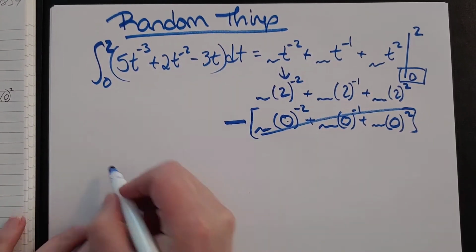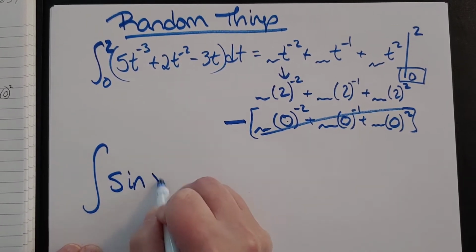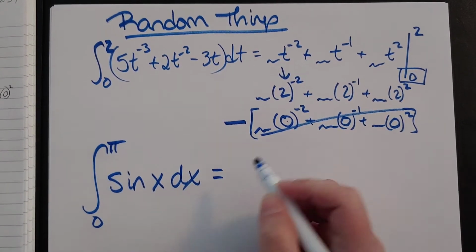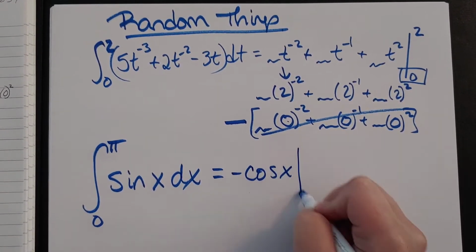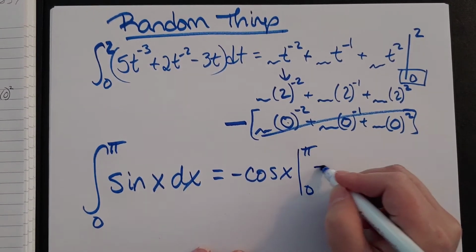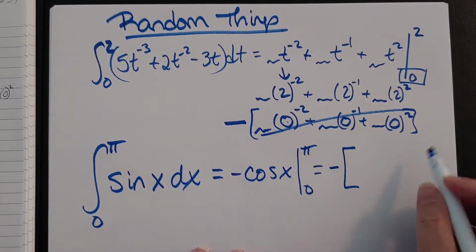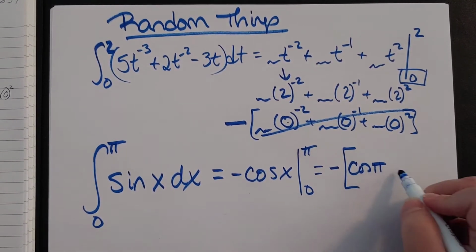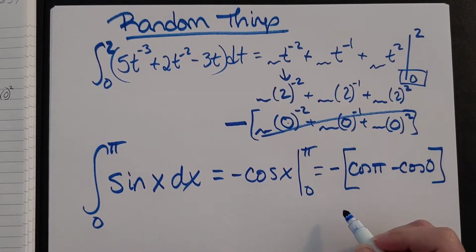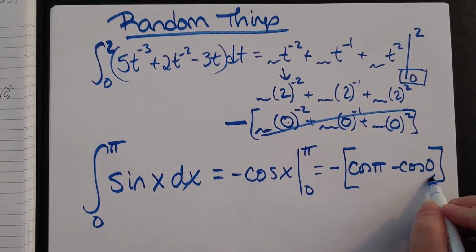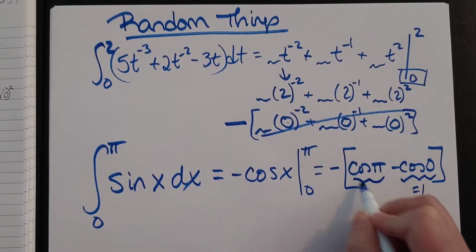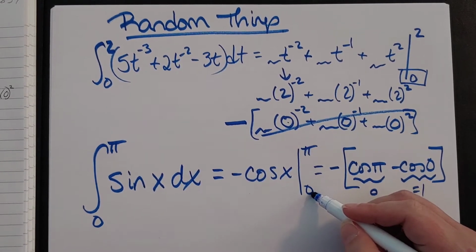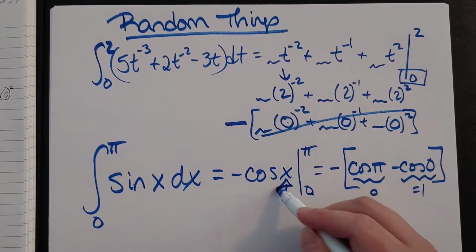Okay, guys, you can't just ignore this one. Take this as an example. What if I wanted to do the integral of sine of x dx from 0 to pi? It's negative cosine x from 0 to pi. So you might be tempted to write just negative cosine of pi, and then ignore the 0. But you can't do that. Cosine of 0 is very much a non-zero number, right? That is 1, so you get 1. Just because there's a 0 down here doesn't mean you can ignore it. You have to plug it in.